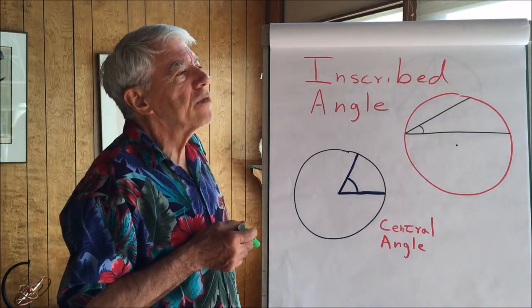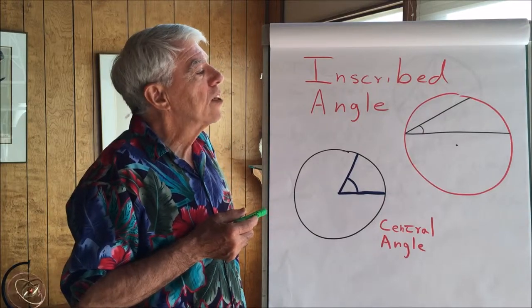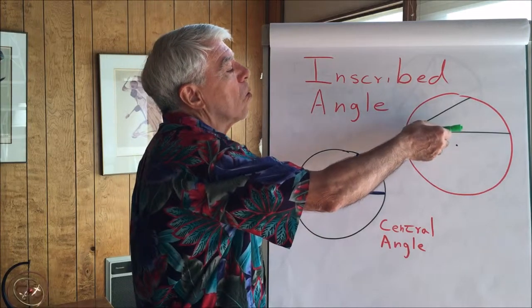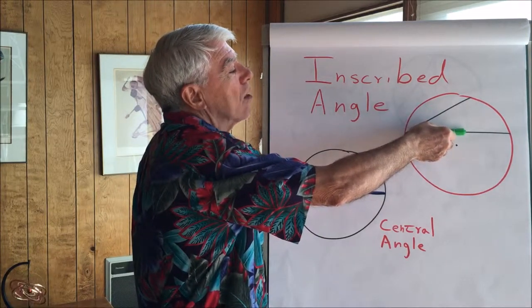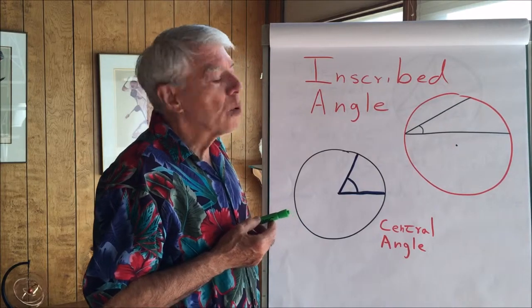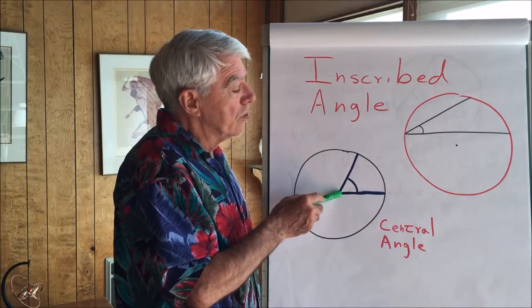Let's start out with a definition of an angle. An angle is a measurement. And the measurement is, how far do we have to rotate one side of the angle to coincide with the other side? That's what we're going to be working with. This is a central angle. The vertex is in the center of the circle.